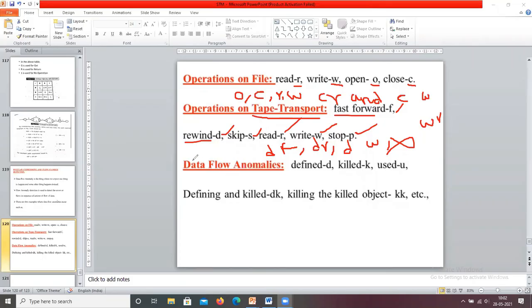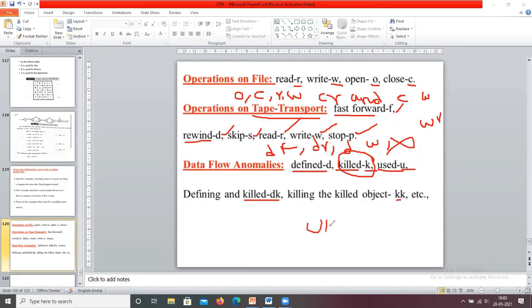Another type of anomaly is data flow anomaly. Define D, kill K, use U. For example, for a killed object, if you want to use it, that is a data anomaly. Defined and killed is DK. Killing the killed object, KK, etc. These are the notations.